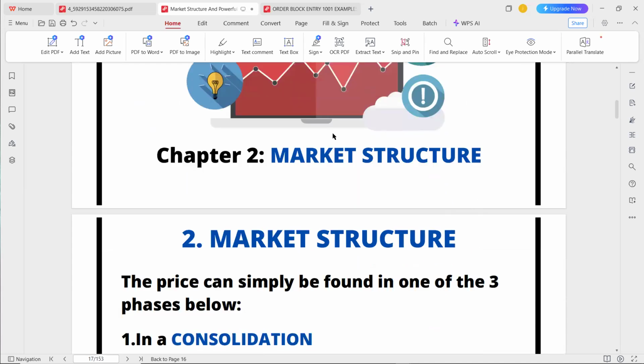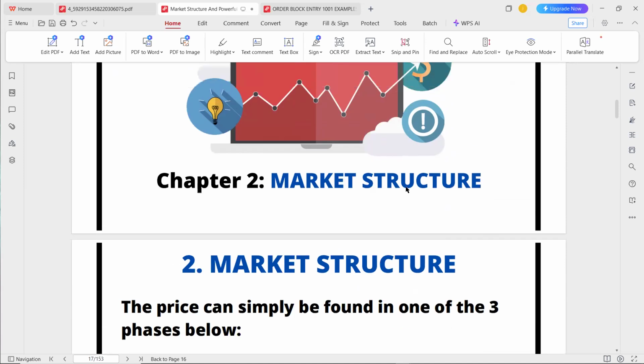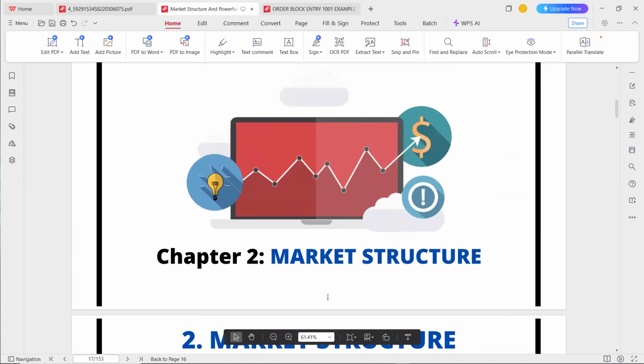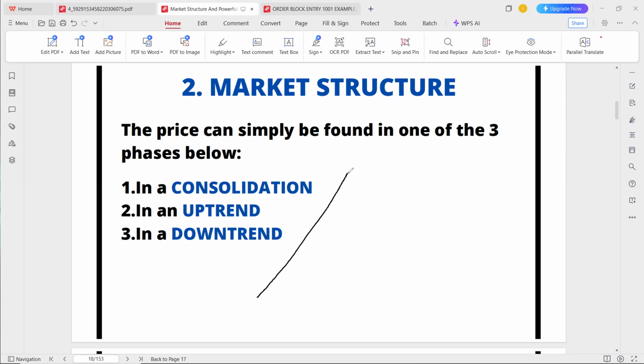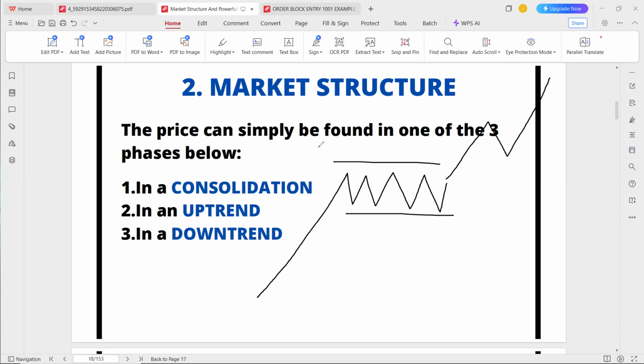Without wasting much time, we're jumping into today's chapter, chapter 2, market structure. Price can simply be found in one of three phases: consolidation, uptrend, or downtrend. So what is a consolidation? Consolidation usually happens after price gives an impulsive move. It's a sideways move, a period in time whereby price is not giving you any trend. Then an uptrend will continue, or a downtrend.